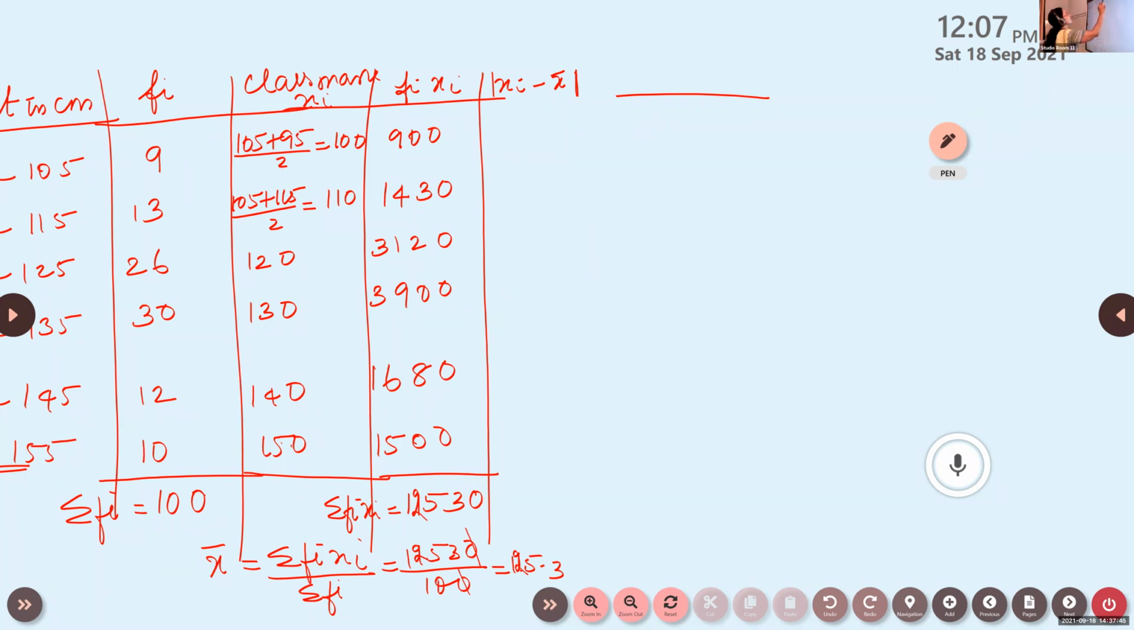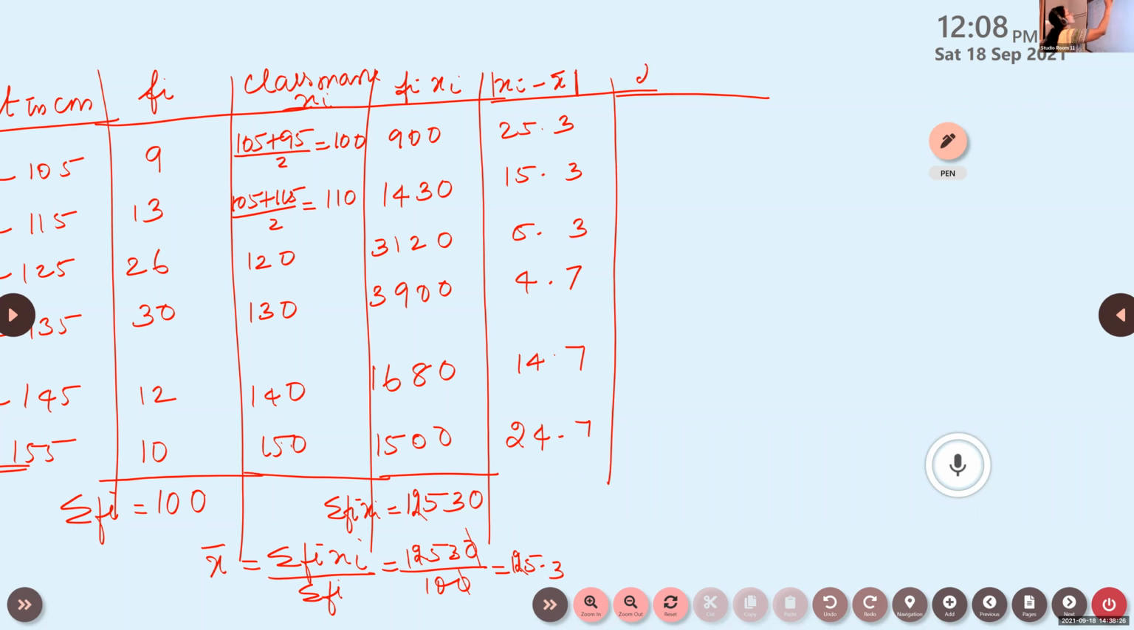So xi minus x bar will be 25.3, 15.3, 5.3, then 130 minus means you'll get 4.7. Check the answer, children. And then 140 minus 125.3 is 14.7. So next is 24.7. So this is xi minus x bar.